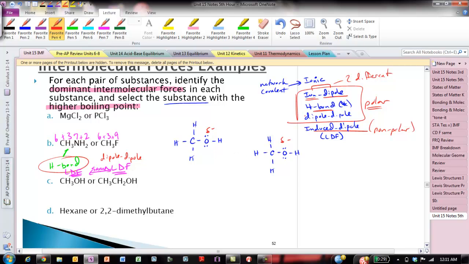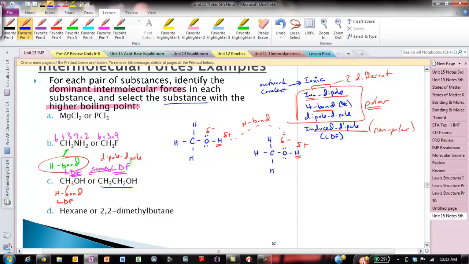And then we have to ask ourselves, can it hydrogen bond? Is there an H attached to an F, N, or O? There is. So this guy can hydrogen bond. It also has LDF. And so then the attraction here would actually be between that positive and that negative. There's our hydrogen bond.